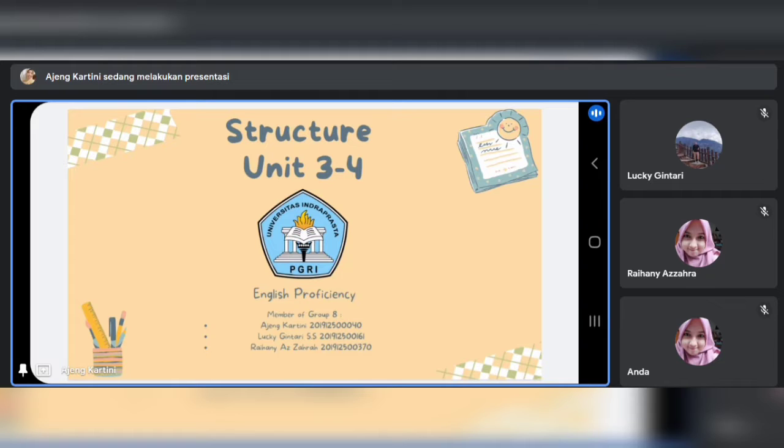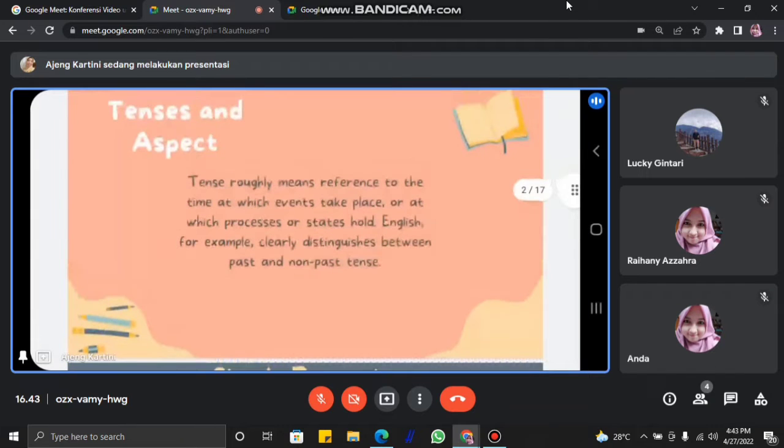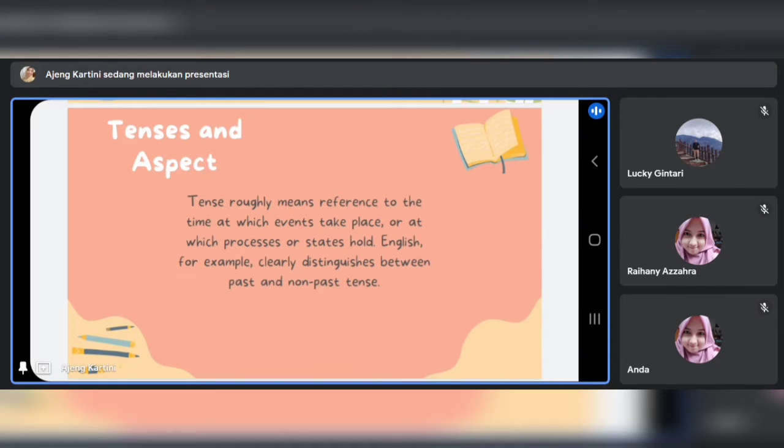Gintari, and then Raihany Azzahrah. We want to present about Structure and Written Expression, Unit 3 to 4. Unit 3 is about tenses and aspect, and Unit 4 is about passive voice, tenses and aspect.